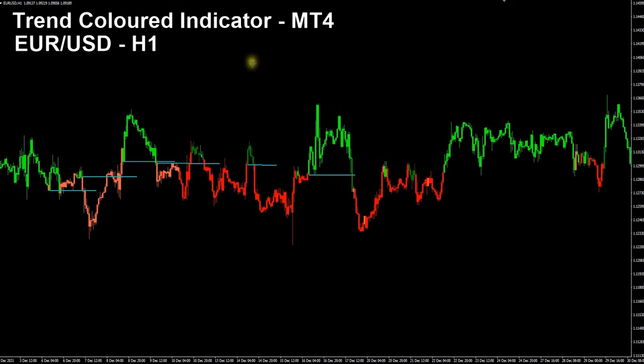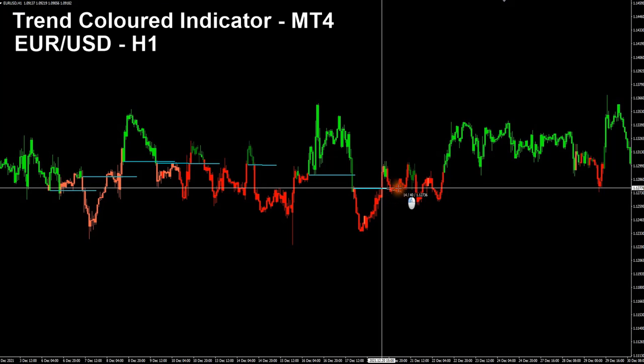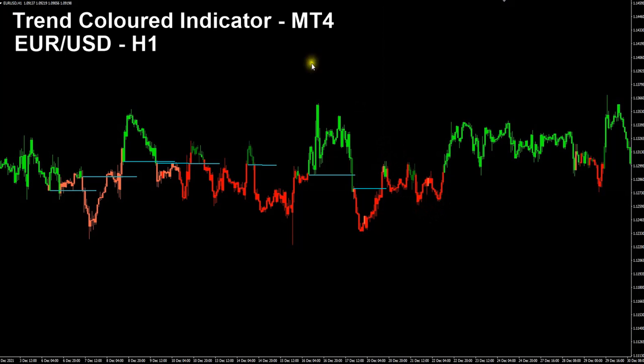Here again with a red candle, here's your level. Do you get a pullback? Yes. Here's your level. Do you get a pullback? Yes. If you were to sell at this point, you'd have a little drawdown and a potential profit of nearly 20 pips. This, by the way, is on the 1 hour chart.